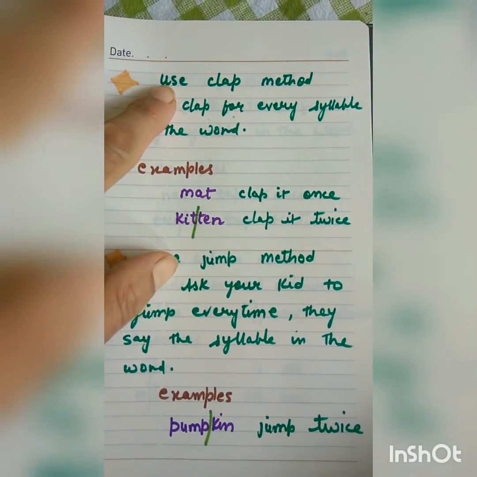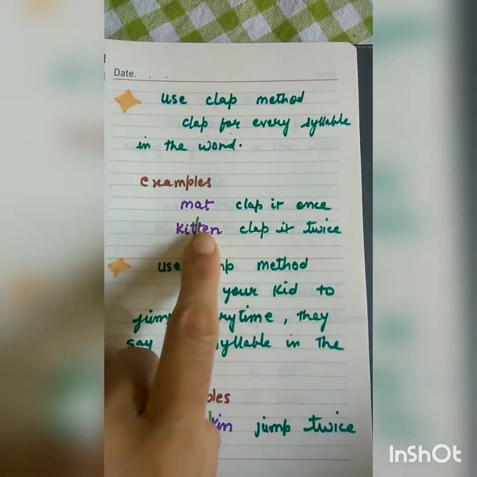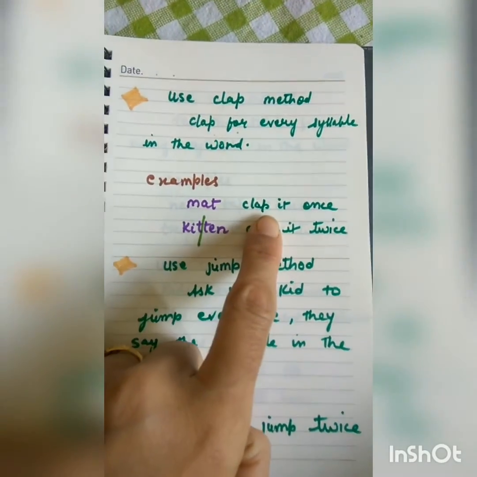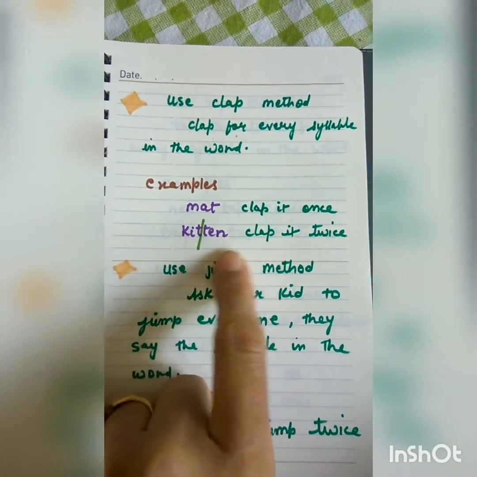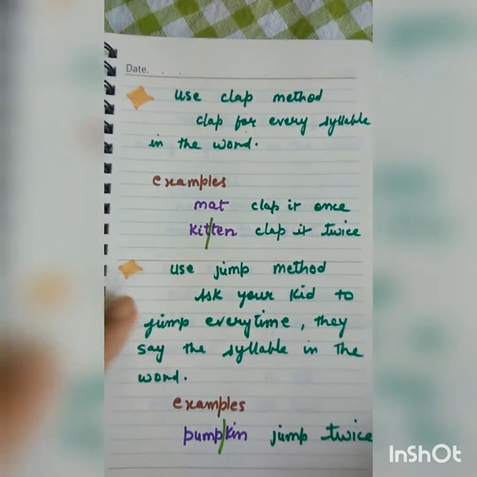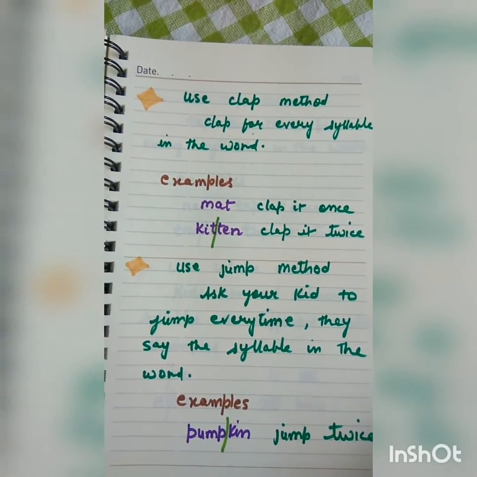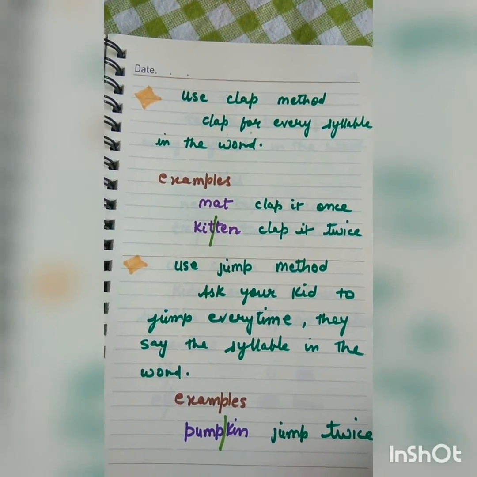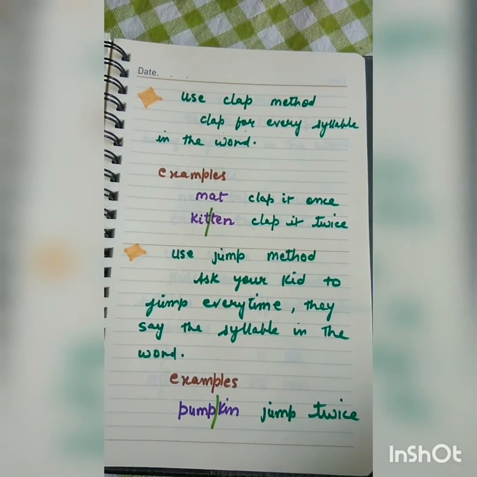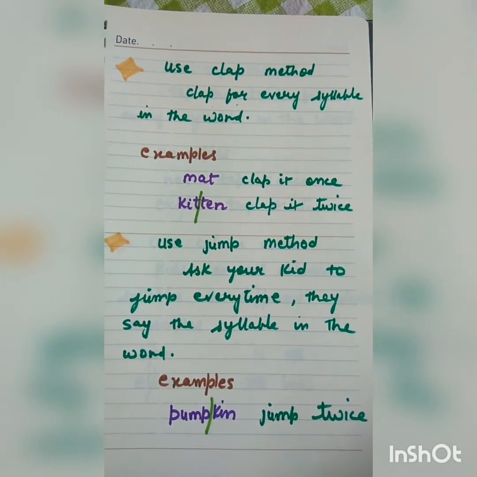Next is the clap method. Clap for every syllable in the word. Examples. Mat, so you clap once. Kitten, so clap twice. Then you can use the jump method. Ask your kid to jump every time they say a syllable in the word. Example, pumpkin. There are two syllables, pump and kin, so they can jump twice.